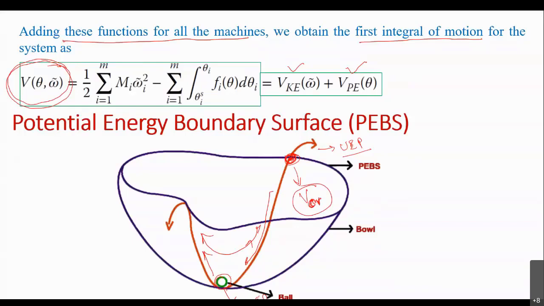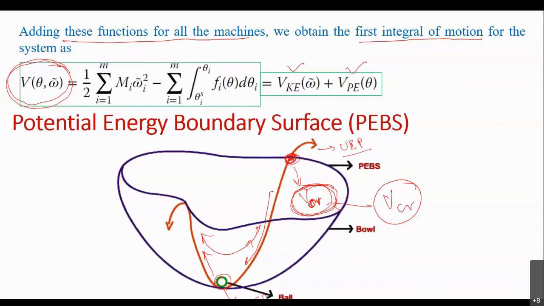That means as the system reaches the unstable equilibrium point, at that point if we can calculate or evaluate the energy function, that gives us the critical energy, and based on that we can find the critical clearing time as well. Okay, so these are the basics of the potential energy boundary surface method.